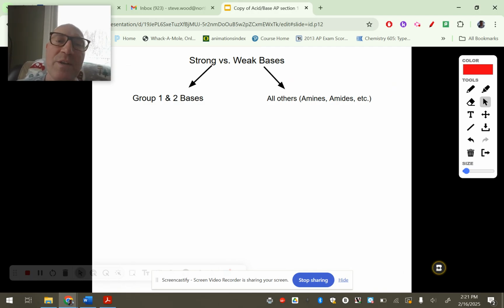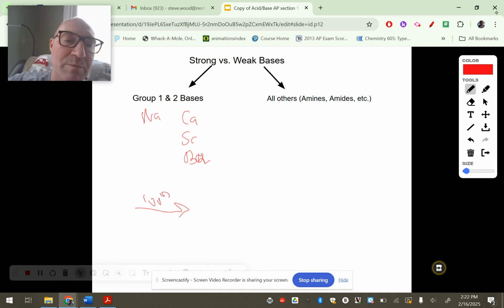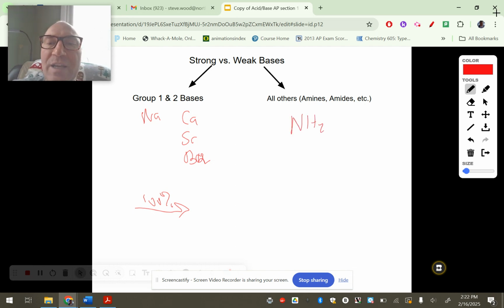So if you are in group 1 or group 2, the soluble ones of group 2, this would be all of group 1, so Na, K, all those all the way down. And then in group 2, it's calcium, strontium, and barium. So those are all the strong bases. And this is the same thing: you get a single arrow, 100% dissociation when you put them in water. And weak bases tend to be like ammonia or anything else. They tend to have NH2 on them, which we'll talk about. So our group with NH2, or amides, similar to that.